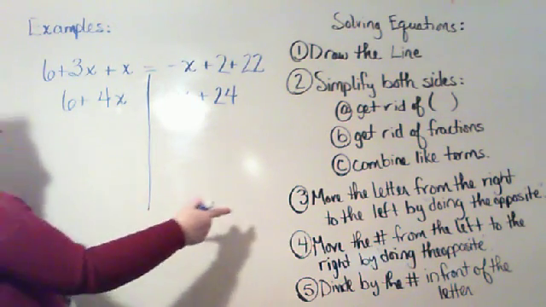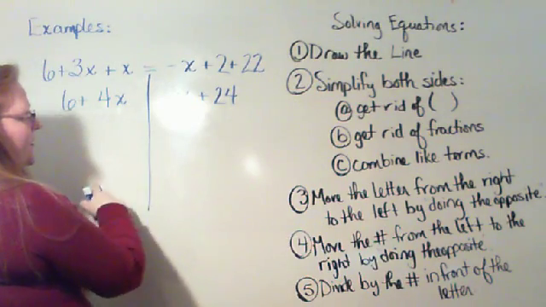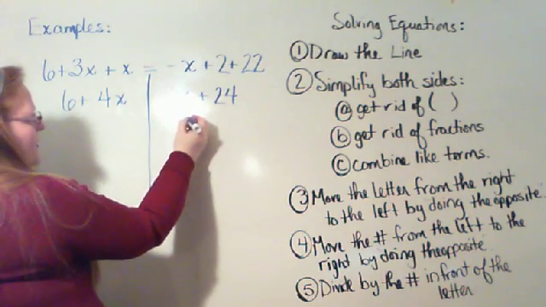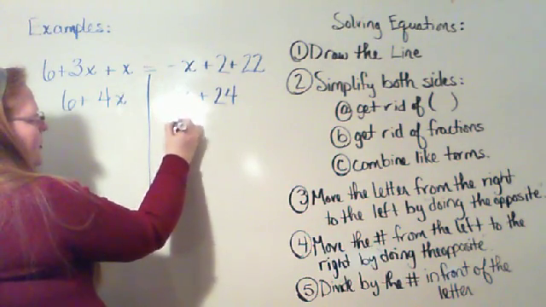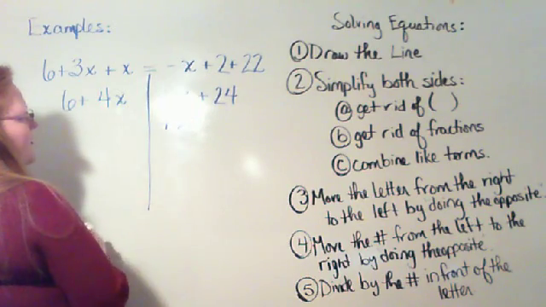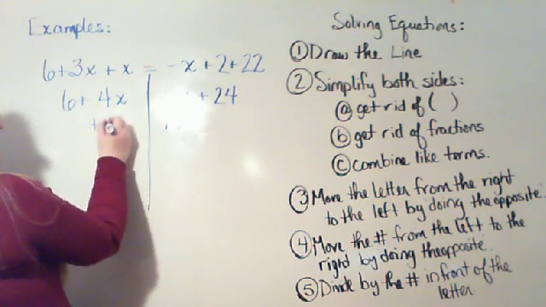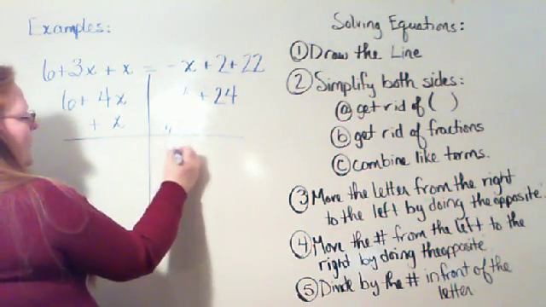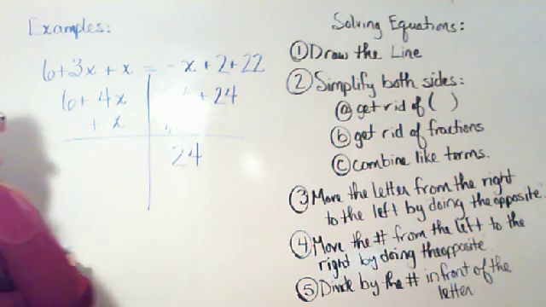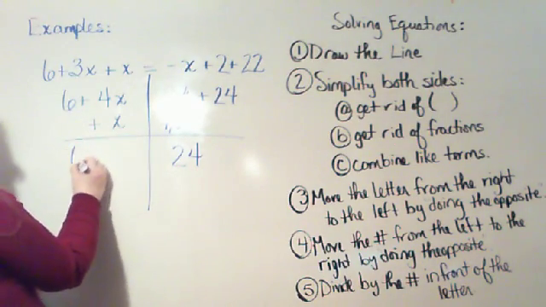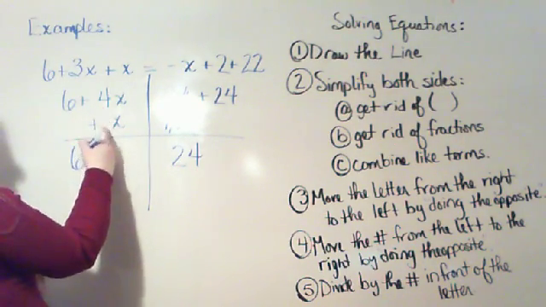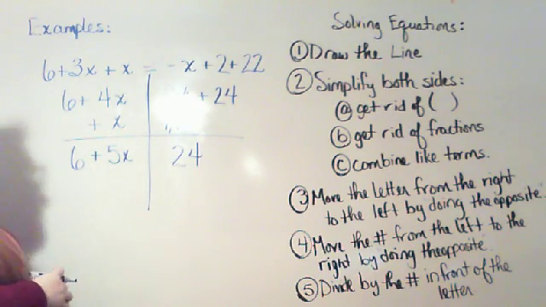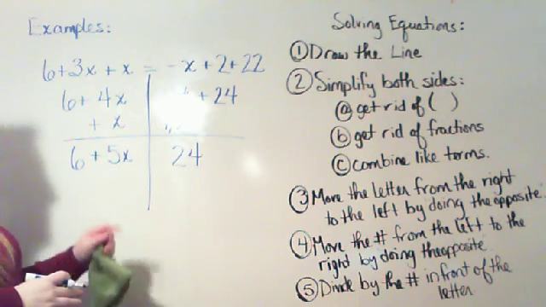Now I need to move the letter from the right-hand side to the left-hand side by doing the opposite. My letter over here is my negative x. If I want to do the opposite of a negative, that means I have to add x to both sides. If I add x over here, then I need to add x on this side. They'll cancel out, leaving me with 24 on that side. Over here, I still have my 6. 4x plus 1x is 5 x's. Just like 4 eggs plus 1 egg is 5 eggs.